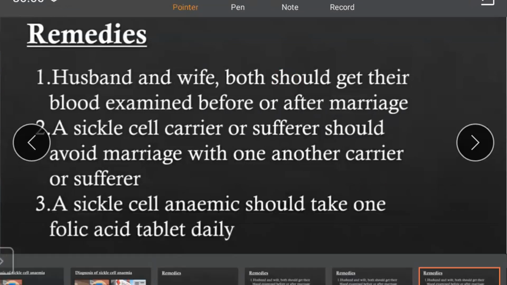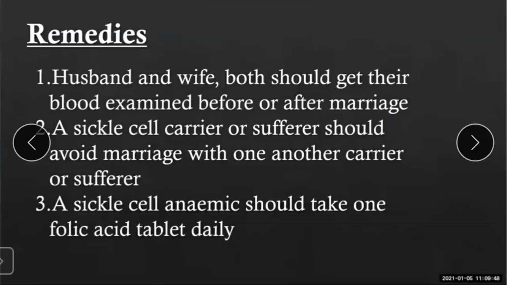Then what is the third remedy? A sickle cell anemic should take one folic acid tablet daily. Means a person suffering from sickle cell anemia should take one tablet of folic acid daily. Daily means daily. They have to take it, so that it can be cured.